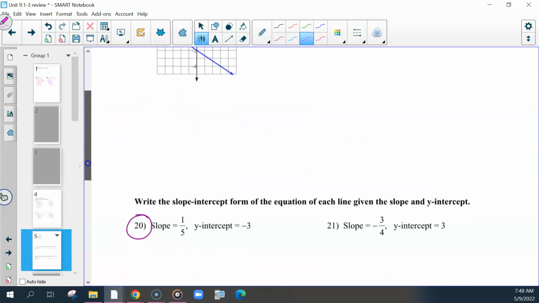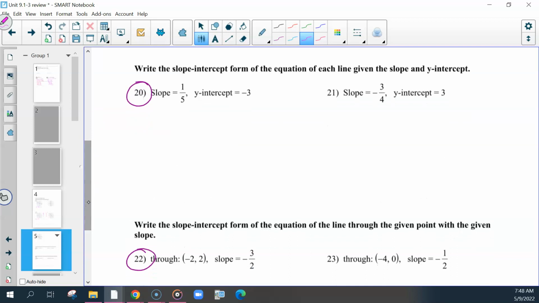On the next page, we're going to do number 20. This one you're given your slope and your y-intercept. We have to put it in slope-intercept form. What would that look like?